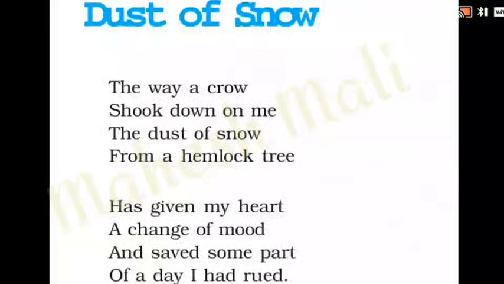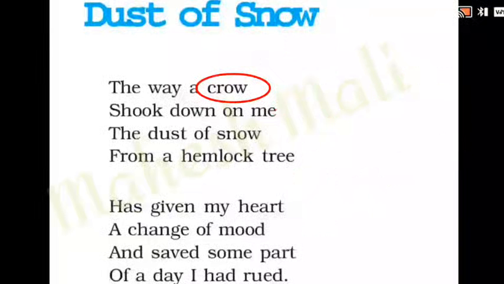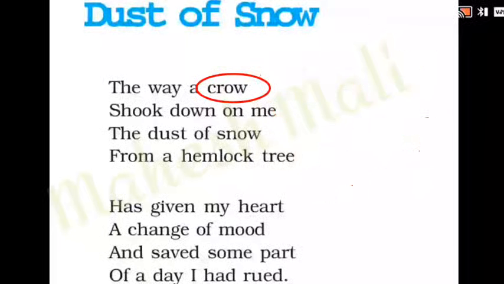Now, let's see the things one by one. First of all, the poet has used some very simple elements in life. The first thing the poet uses is a crow. And you know what kind of a bird a crow is. Crow is associated with ill omen. It is black and it also has a very harsh voice. So in all aspects, nobody loves a crow.